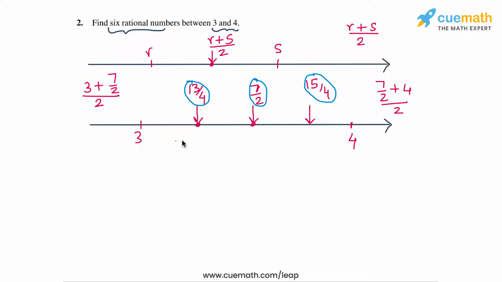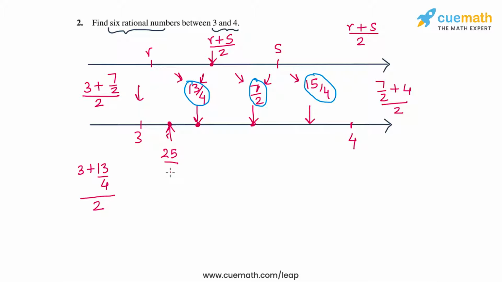So let's find the midpoints between 3 and 13 by 4, between 13 by 4 and 7 by 2, and between 7 by 2 and 15 by 4. The midpoint between 3 and 13 by 4, so let's say this point here, will be 3 plus 13 by 4 by 2 or 25 by 4 by 2 or 25 by 8.